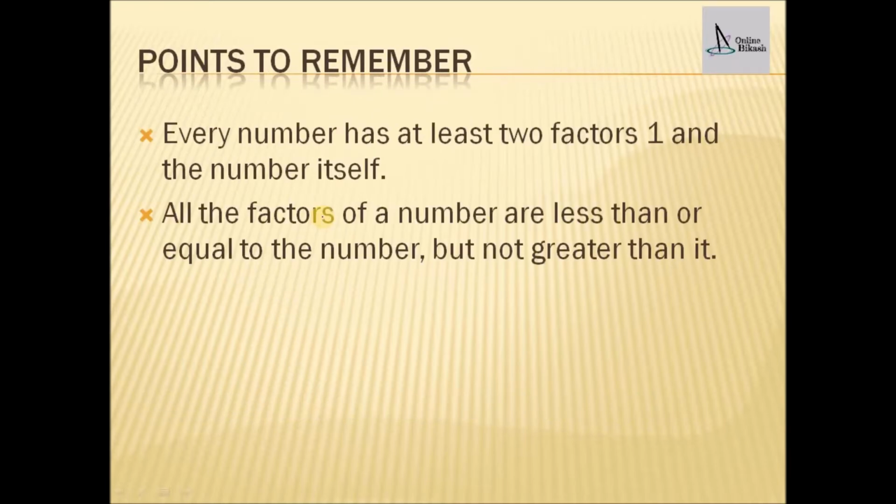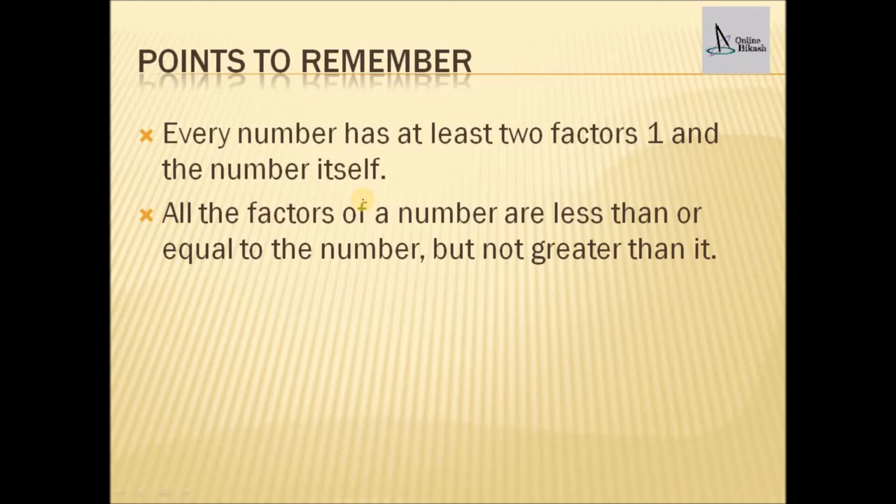Points to remember: every number has at least two factors, because one can divide any number. So 1 is a factor of all numbers. Also, the number itself is a factor of that number, because the number itself can divide it. You see, 5 can divide 5. 10 can divide 10. 20 can divide 20, because 20 ones are 20. So in that way, the number itself is a factor of the number. Every number will have at least two factors, one and the number itself.